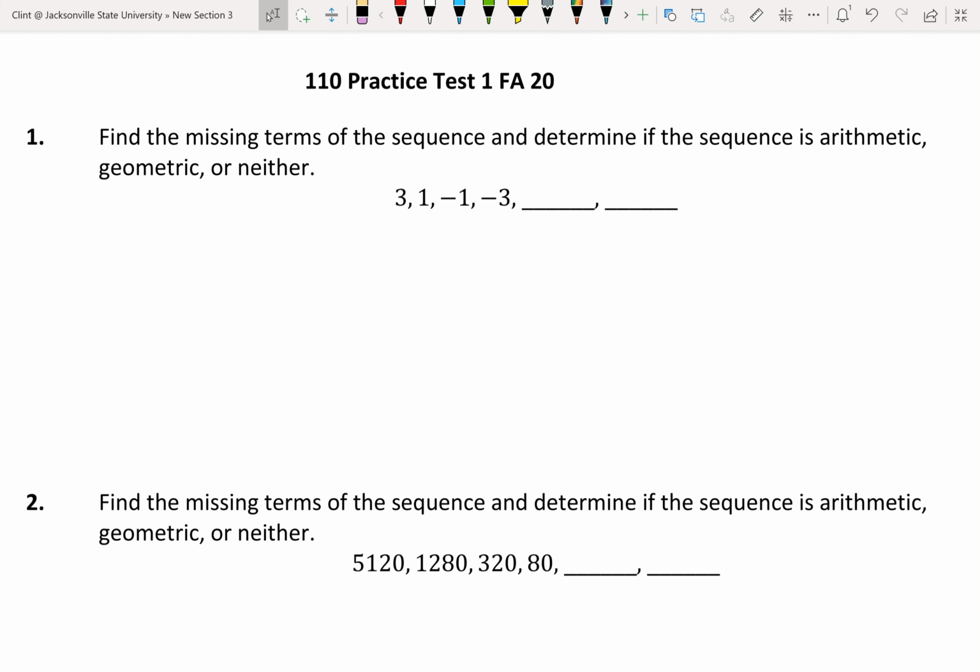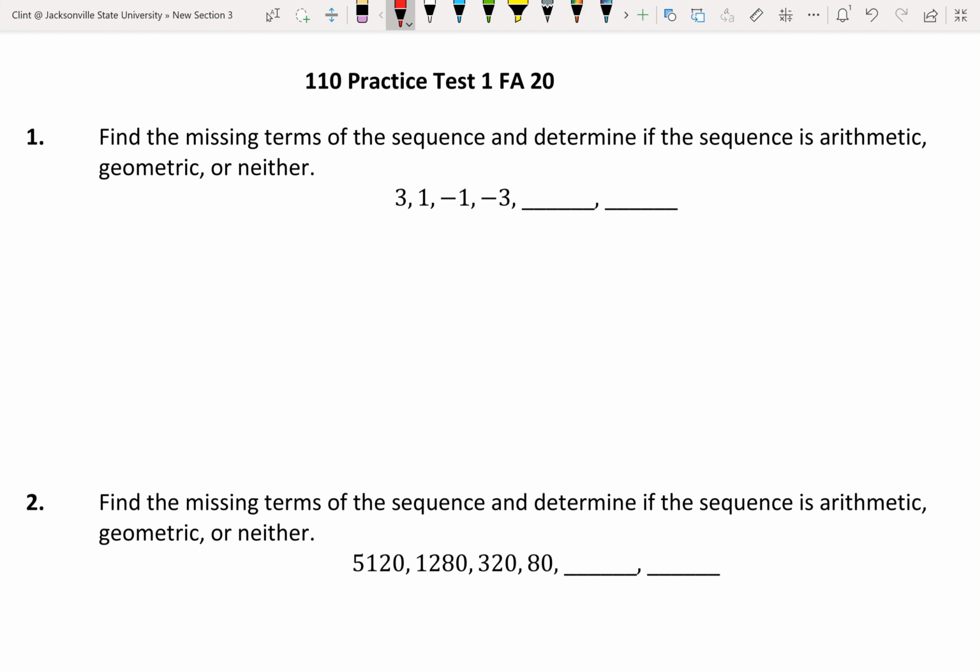Okay, practice test number 1. Your numbers may look different than mine when you do your practice test, but they should be the same types of problems with just different numbers. So just be aware of that. Okay, but it should all be the same types of problems. And so let's look at number 1.